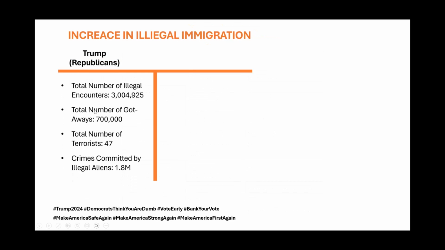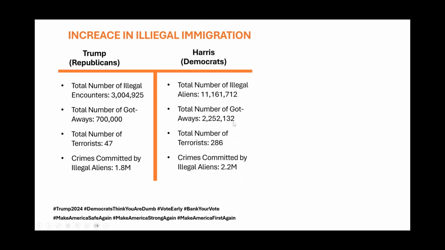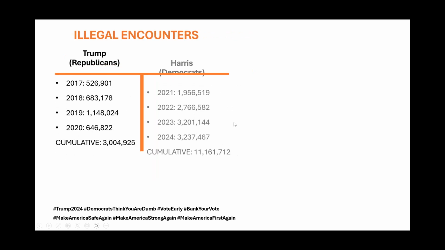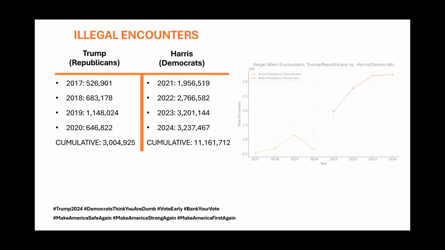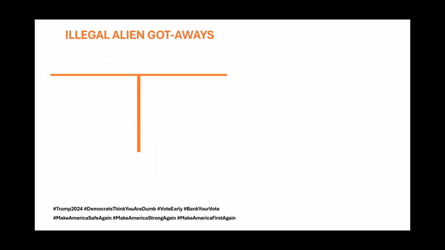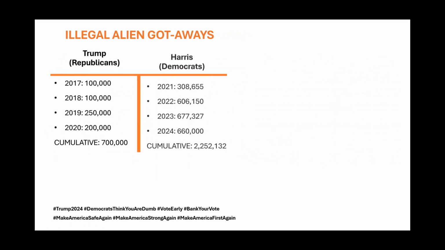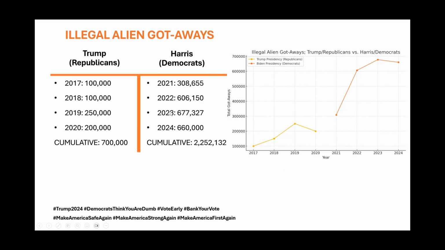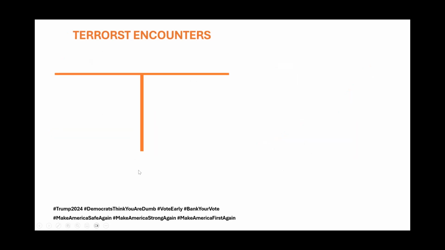Well, under illegal immigration with Trump and the Republicans, we've got some numbers here. Harris and the Democrats, but let's just look at it in a graph. It's a little bit better. Illegal encounters, Trump and the Republican policies, 3 million. Democrats, over 11 million estimated. When you look at illegal aliens and gotaways, 700,000. Under Harris and the Democrats, 2.2. Again, these are policies. These are encouragements. These are freebies given away to people being encouraged to come to our country.